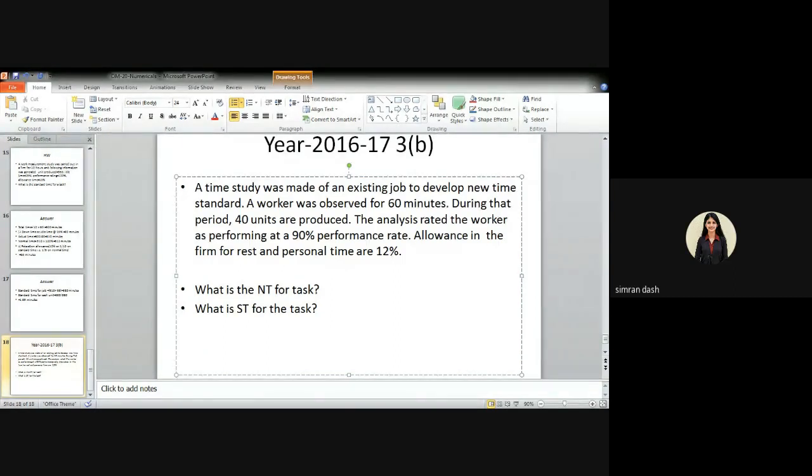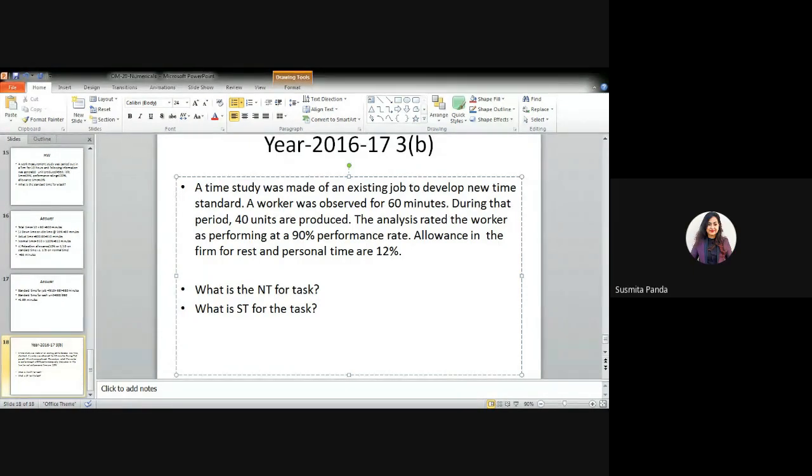Then if you move to calculate the standard time, we actually did it wrong. Here it is written 12%, not 10%. So it will be 1 minus 12% now. So 2.025 into 1 divided by 1 minus percent allowances. Percentage allowances is given as 12%. So what should be the answer for standard time? 2.30.